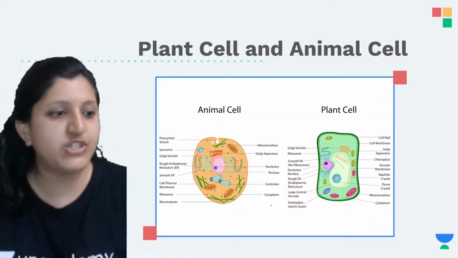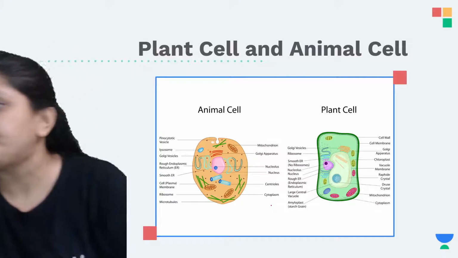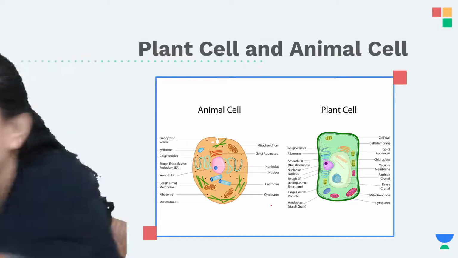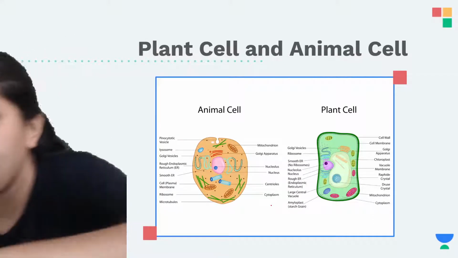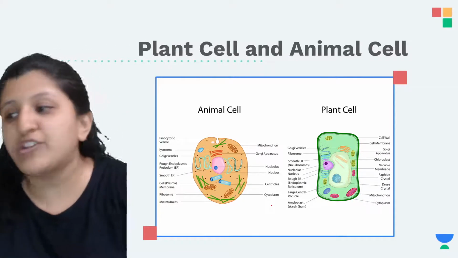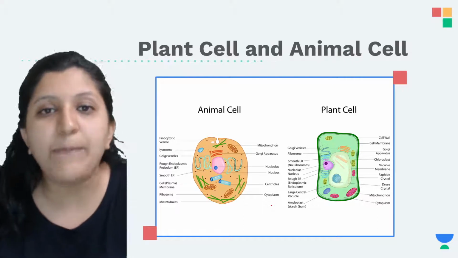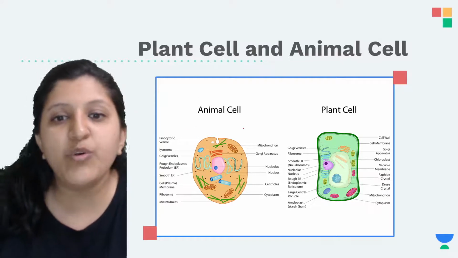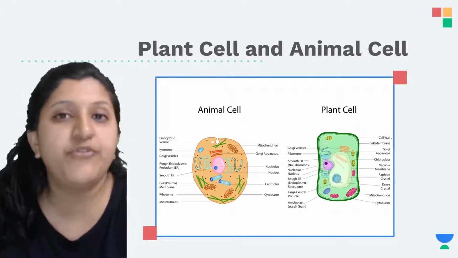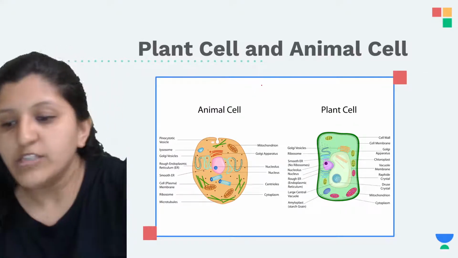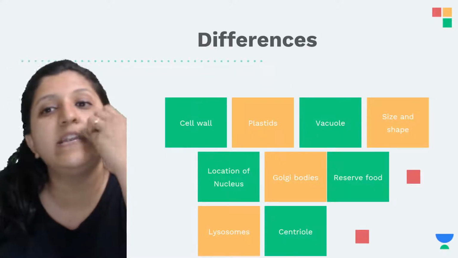Let's get to the next point: you can see the structural difference over here. Just a second. All right, you can see the structural difference there. There is a plant cell and you can also observe an animal cell. There are different organelles, and which organelles are present or not present, we will discuss in detail. So let's go to the differences.